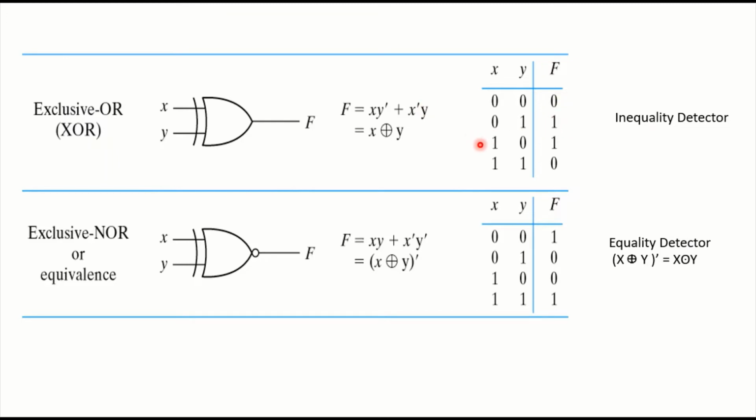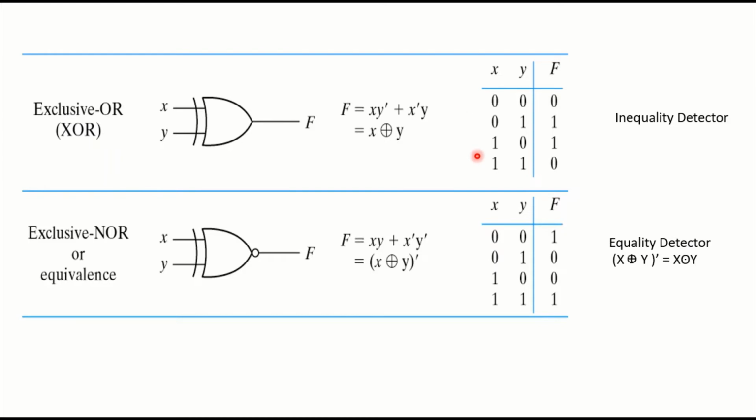For the third case, 1 0. X is 1, y is 0, so y bar will be 1. So due to this term we will get 1 at the output. This term, x bar y, will be 0. Now for the fourth case, 1 1. For 1 1 we will get 0 here, and for 1 1 we will get 0 here. So 0 plus 0 will be 0.